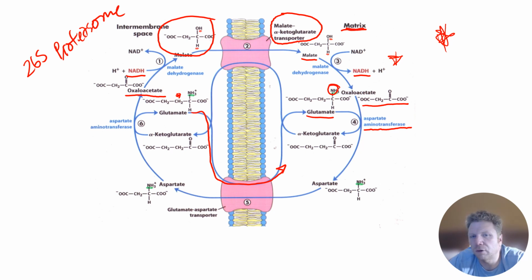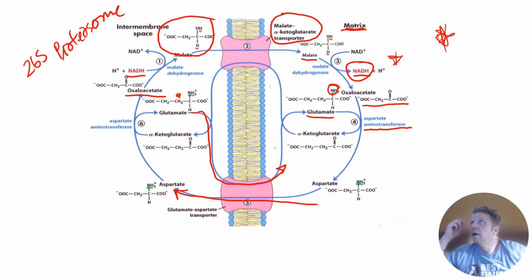Glutamate transfers a nitrogen, or that NH3, onto oxaloacetate, making aspartate. Aspartate can go out, and glutamate can come in. You can think about this as, in part, a vehicle to ultimately get NADH into the mitochondrial matrix. But another component is that this is a way that we can turn over nitrogens.